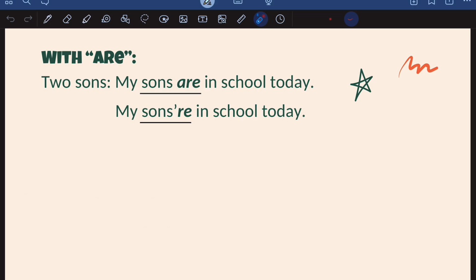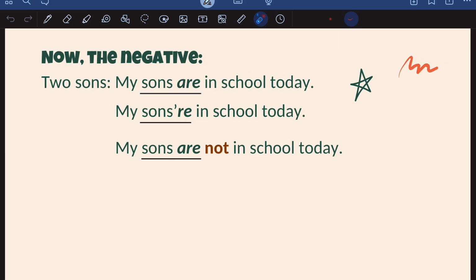How about the word are? Let's look at the same sentence, but like we did at the first slide, my sons, we'll pluralize this. My sons, there's more than one son, we say my sons are in school today. And again, if we can make a contraction out of these two words, we will. So I might say, my sons're in school today. This is a very subtle contraction, right? It's a little less formal. Hear the 're in there? My sons're in school today.